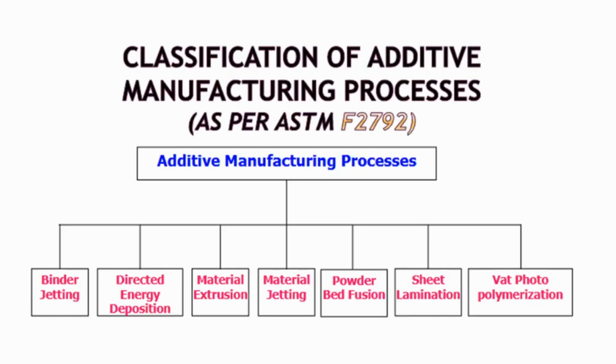Here we take the raw material in the form of a sheet and we cut it into the desired shape layer by layer, and in between the layers there will be adhesive material to bond the two layers.